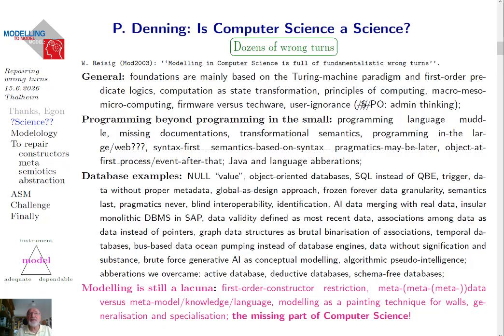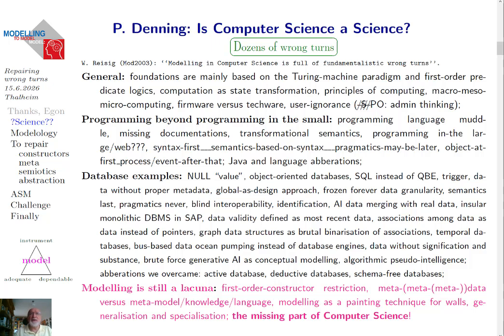That is the same as the statement we had at Modelology 2003: modeling in computer science is full of fundamentalistic wrong turns. That is also true for computer science, and for this reason the answer by Denning is correct. We have general problems. The foundations are mainly based on the Turing machine paradigm and on first-order predicate logics. Computation is considered as a state transformation. Principles of computing are still perhaps on the way to development.